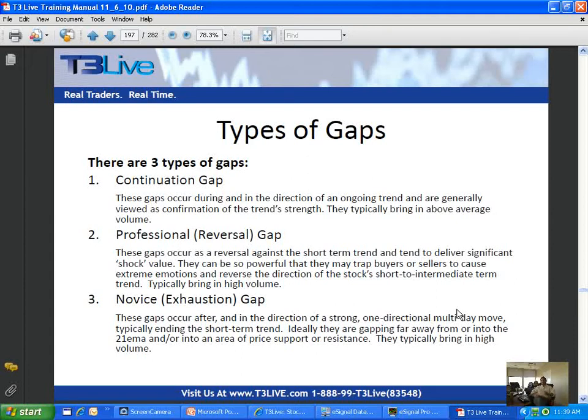And an exhaustion gap, what we call a novice gap, occurs after and in the direction of a strong one-directional multi-day move, typically ending the short-term trend. Ideally, they are gapping far away from the 21 EMA or into an area of prior support and resistance. They typically bring in high volume. Let's take a look.